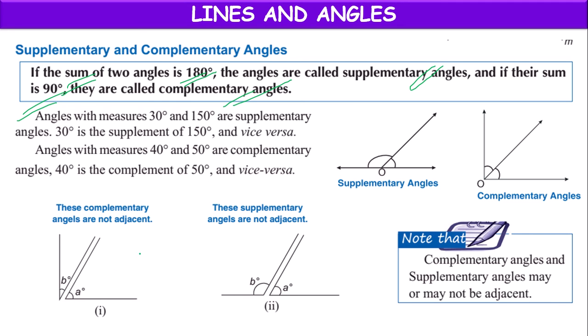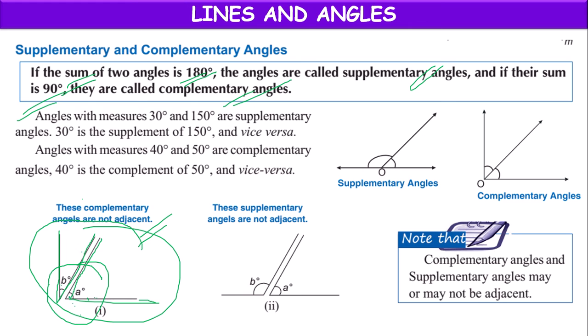Suppose you have angles like this, these two angles are separate. They don't have a common vertex or common arm. So this is one angle, this is another angle. They are not adjacent, but still they are complementary. Why? Because their sum is equal to 90 degrees. Here also, their sum is equal to 180 degrees, so they are supplementary, though they don't have any common vertex or common arm. So they may or may not be adjacent. It is not compulsory that they should be adjacent.